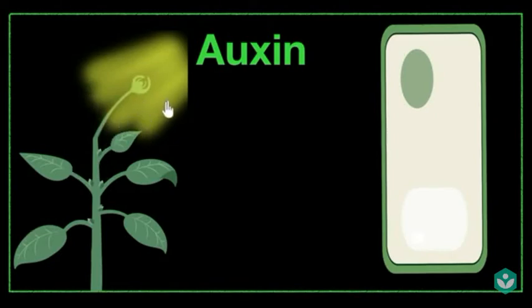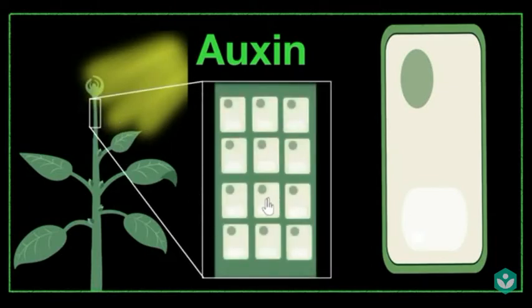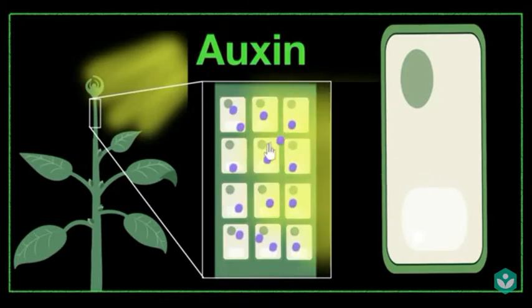How does this auxin make this happen? We can understand by zooming into a small section of the plant over here. You can see plant cells arranged here. Let's imagine purple color is auxin. Their job is to elongate the cells. When light starts falling, auxins have the habit of moving away from the light.